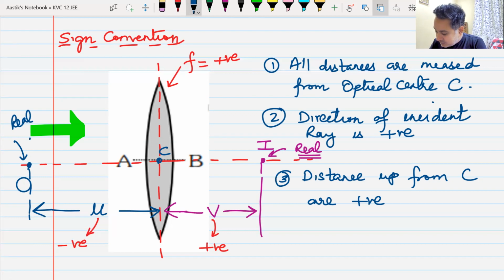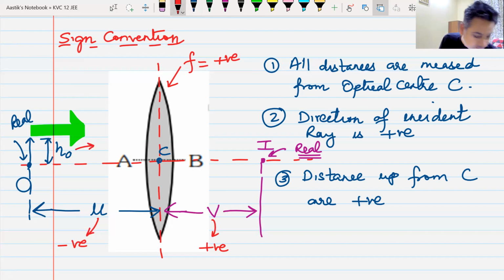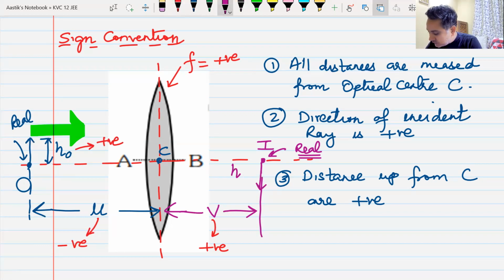Yes, sir. Let us say that the height of the object is HO. I hope you can see HO. Is HO positive or is HO negative? Positive, sir. Well done. Now we are talking. Good. Let us look at this HI, the height of the image. Is it positive or is it negative? Negative, sir. Well done. Do we understand the sign convention?